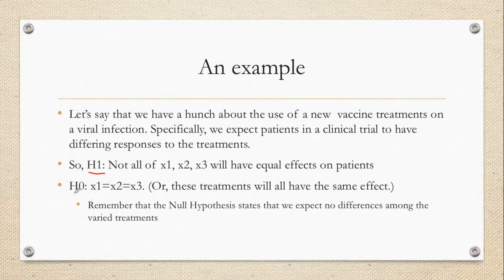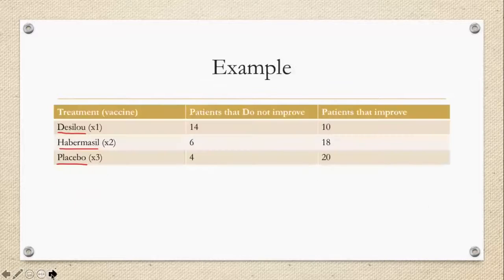The null hypothesis, however, suggests that X1, X2, and X3 are all equal to each other. They're all going to have the same effect on patients. Remember, again, the null hypothesis states that we expect no differences among these different treatments. All right, so we've got 3 examples.